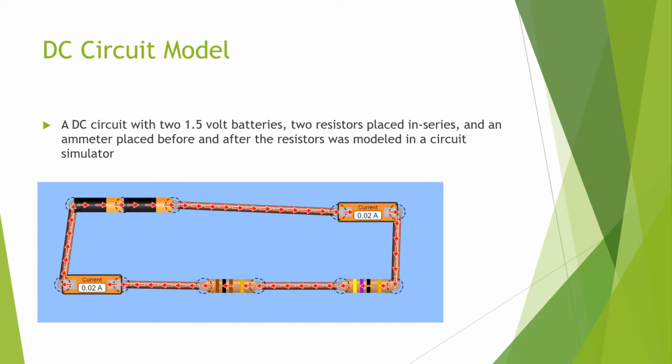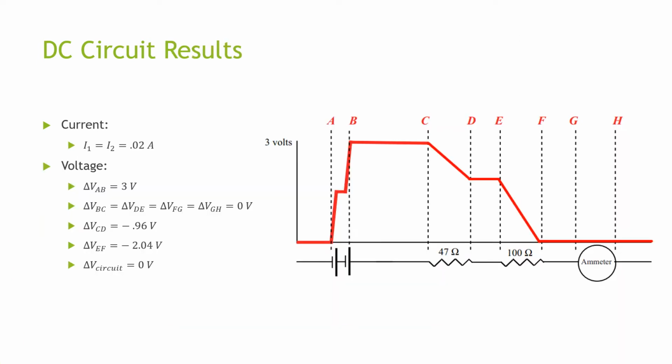To start this lab, I first modeled a DC circuit with two 1.5 volt batteries, two resistors placed in series, and an ammeter placed before and after the resistors. The actual model for this circuit can be seen below, which I generated using a circuit simulator. The current at I1 and I2 were measured to be 0.02 amps. This makes sense as the node rule states that the current in equals the current out.